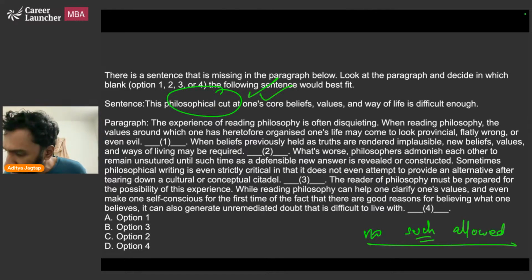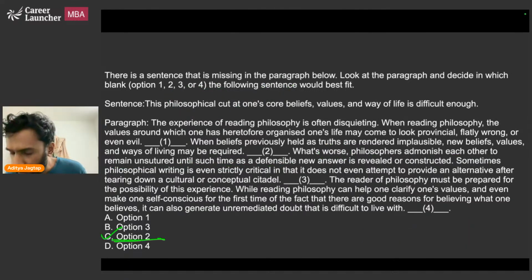No such immediate solution allowed. Philosophers admonish each other to remain unsuited until such a time as. So that is what is worse. Not only are you in a difficult spot, you're also not allowed to create a new set of beliefs that will allow you to be adjusted in this way of life. So the right answer here is this, which is option 2.